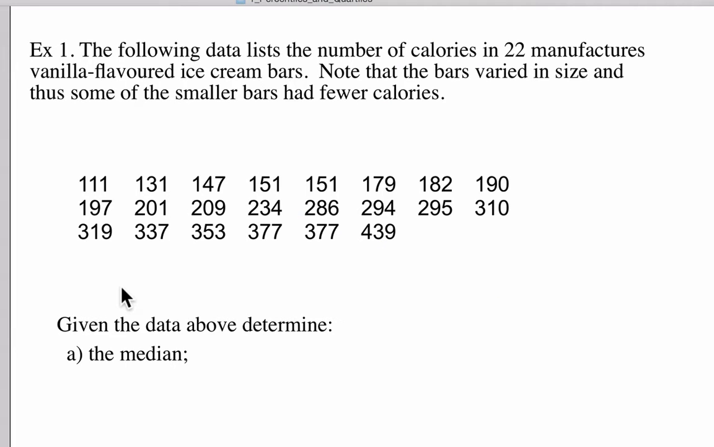Now what I want you to do is use the formula to determine the position of the median, given that we have 22 manufacturers and we're looking at the number of calories in these ice cream bars. Identify the position and the value of the median in this group of data using the formula we used previously, and then check back with your answer.